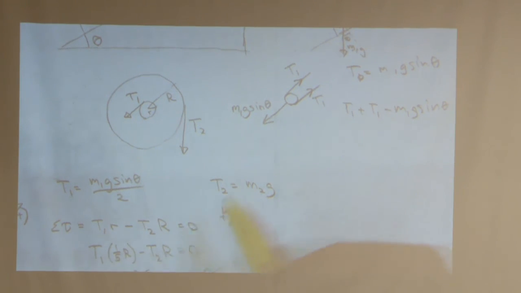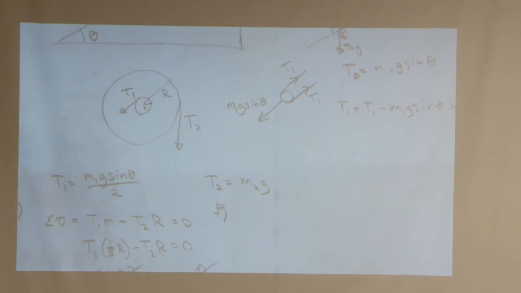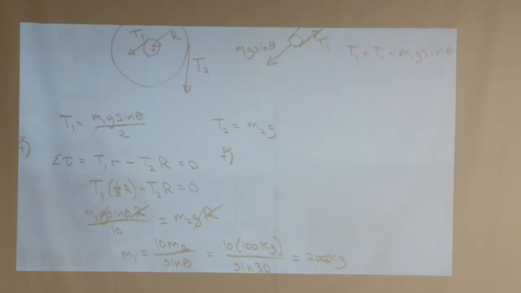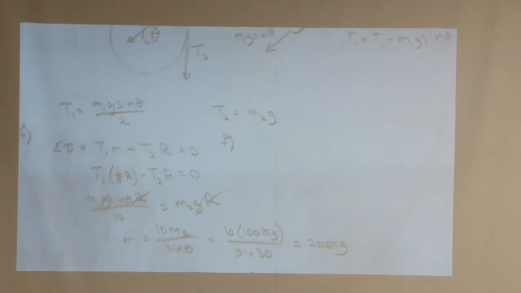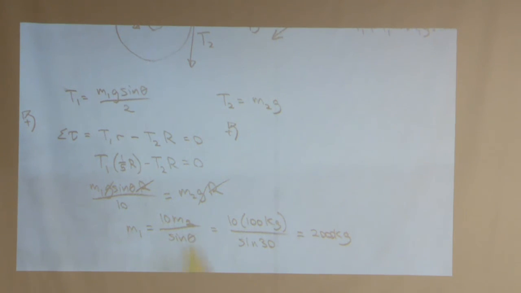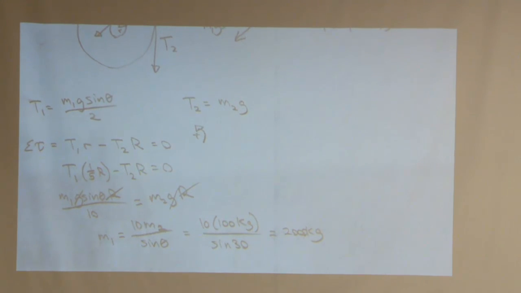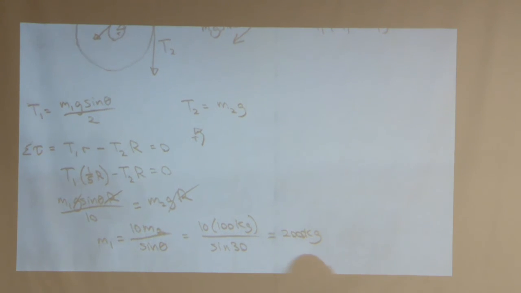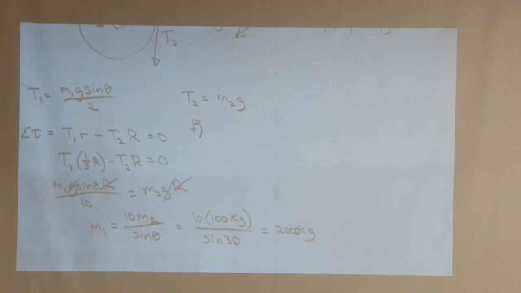But we don't know T1 or T2, so we're going to throw in these equations that we just found. We're going to put them in there. We just do algebra. We notice that the g's cancel out and the R's cancel out. And then our final equation is M1 is equal to 10 M2 divided by sine of the angle. All right? So then when you plug in all your values, you get 2,000 kilograms for mass 1. So this is the mass that's needed in order to keep everything in equilibrium. So to make sure that none of the system is moving. All right?